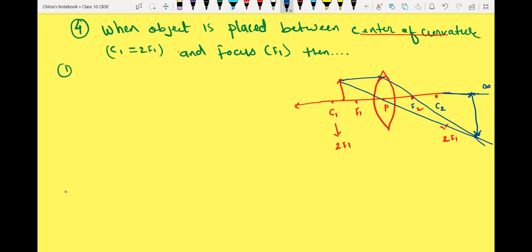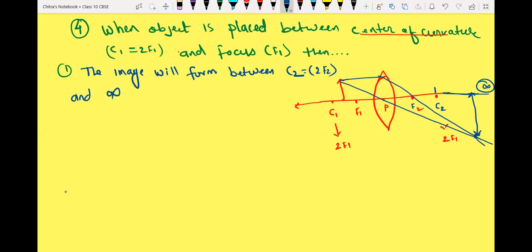So, number one, the image will form between the center of curvature C2 and infinite distance. Like here infinite, and here we have the center of curvature, it is C2, or instead of C2 we can also write 2F2, like this. They're the same.